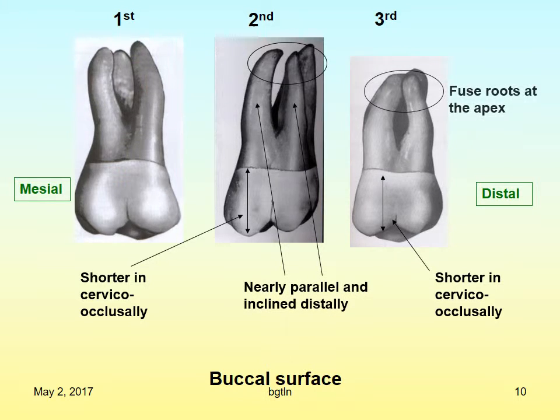And then about the roots, when you move towards the back of the series, the roots are more fused and more together than in the more anterior first molar, and they are more distally inclined.